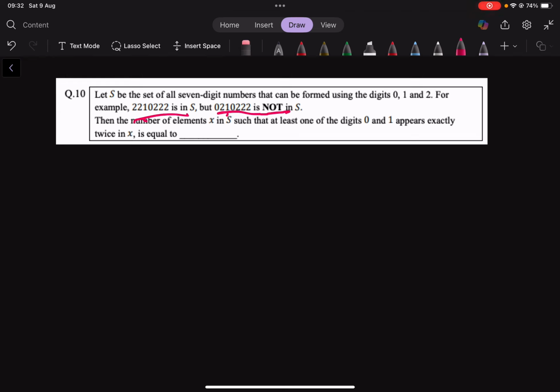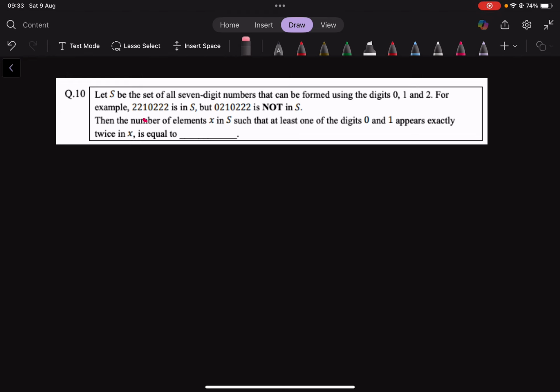So basically 0210222 is not having its first digit as non-zero. So essentially this is a 6-digit number. So that's why we are not considering it in S.